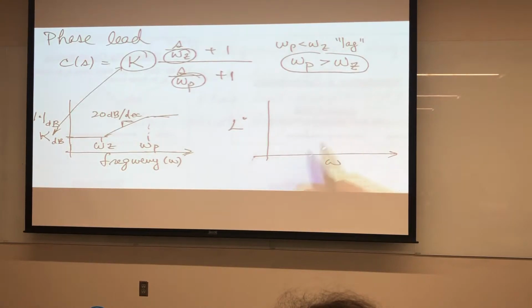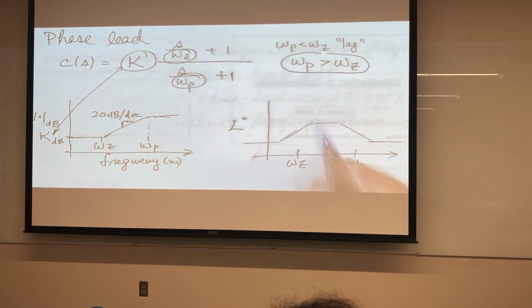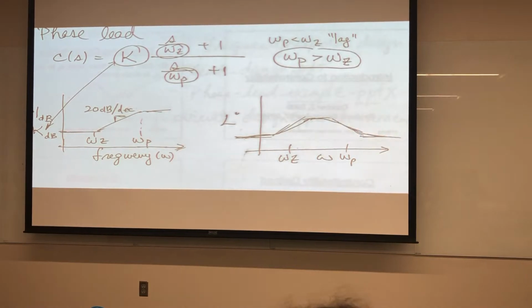Okay. Now we have over here a similar sort of idea. We have the 0 and the pole. And what's going to happen is that the phase characteristic is going to look something like this. It's going to increase like this. Okay, so that's the straight line approximation. The actual curve just looks like a hill, looks something like this. Now there are some characteristics here that we need to be aware of. The more we separate the 0 and the pole, the higher this hill becomes.